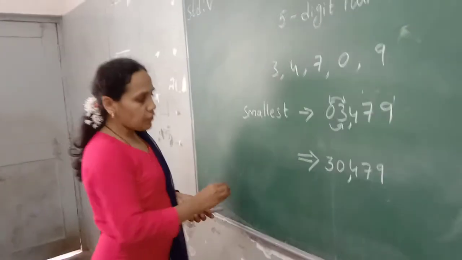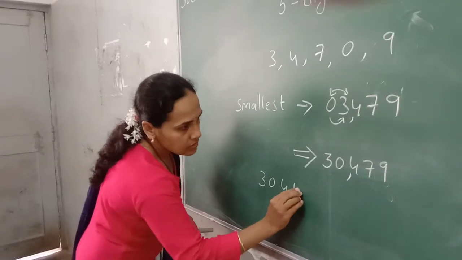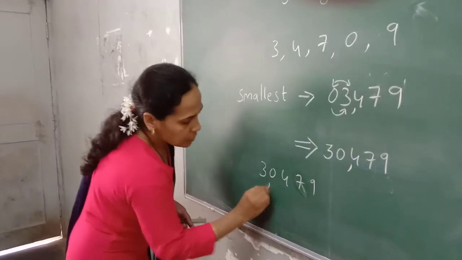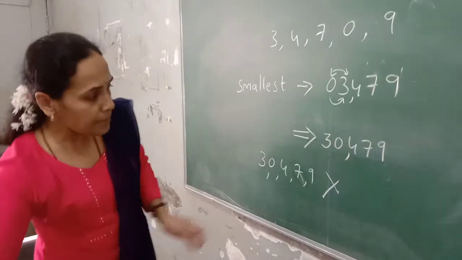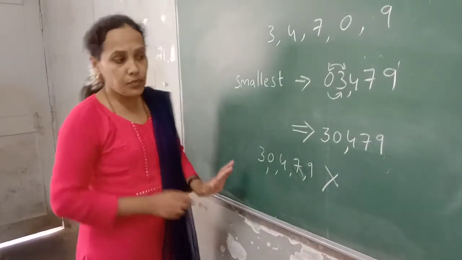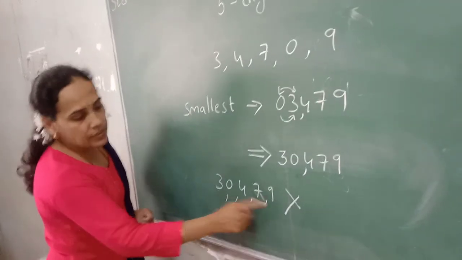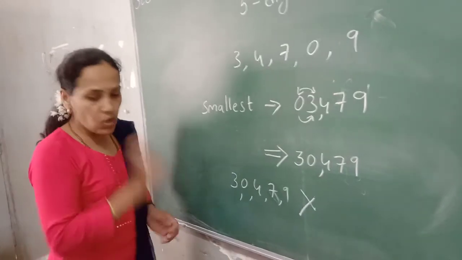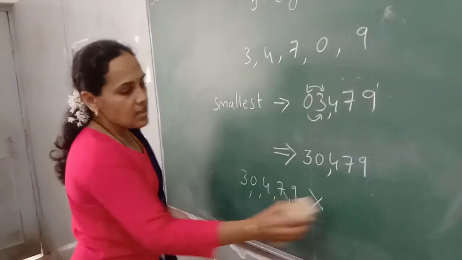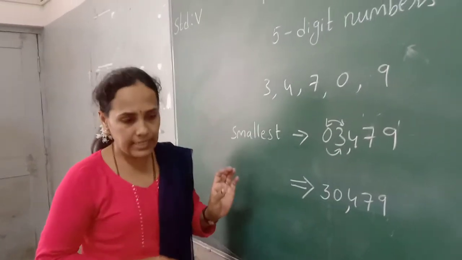One more note: instead of writing like this, if you write commas everywhere, this is wrong. Because in a number there should not be commas in between. We put a comma after the thousands place to read it. So if you put a comma everywhere, I can't read it as 30,479. So this is wrong. This method is the correct method of putting commas after formation of the smallest or greatest. This point should be noted. Next point.